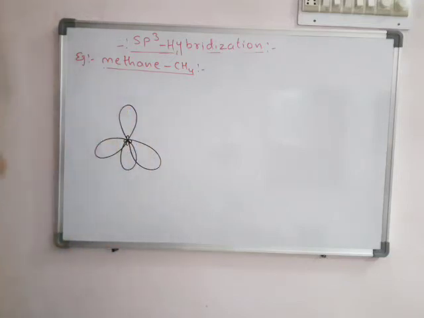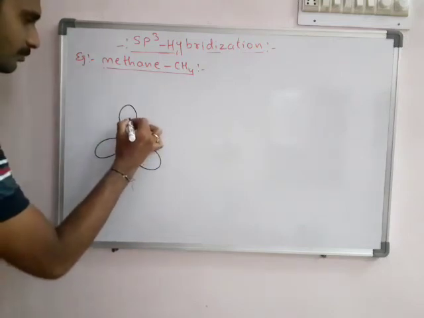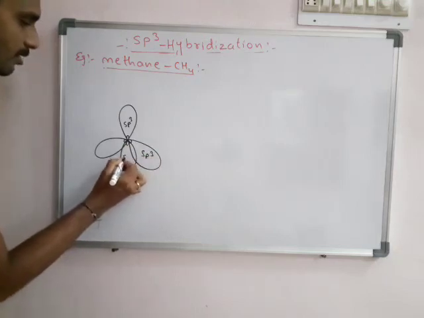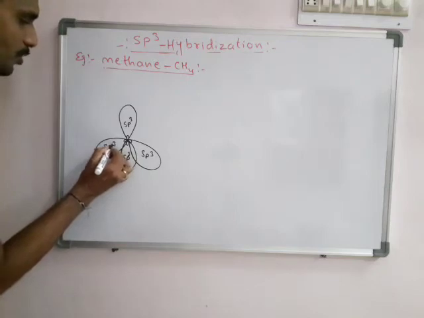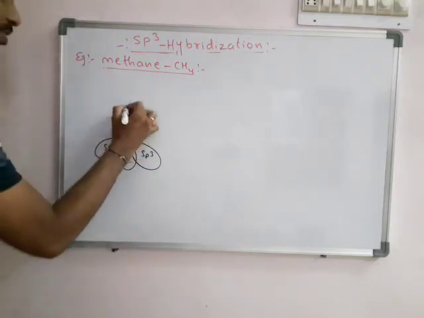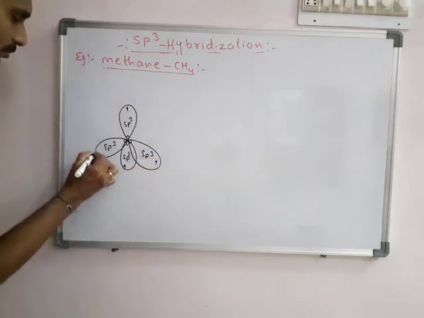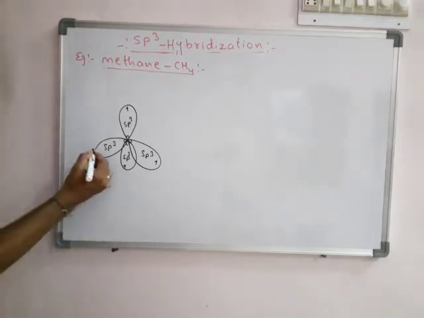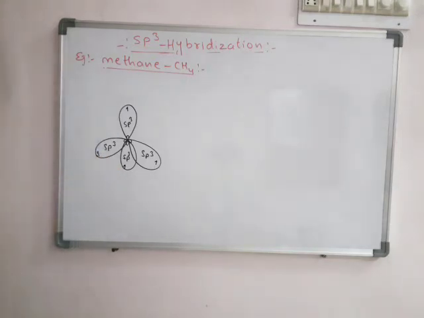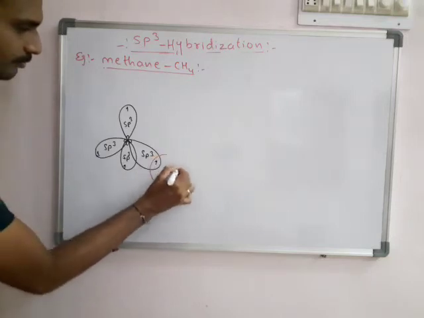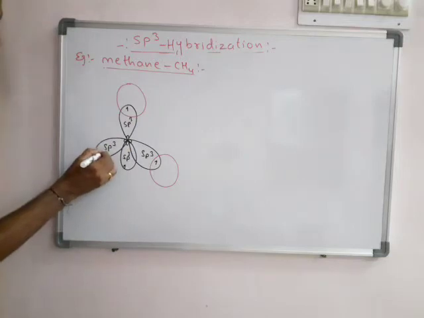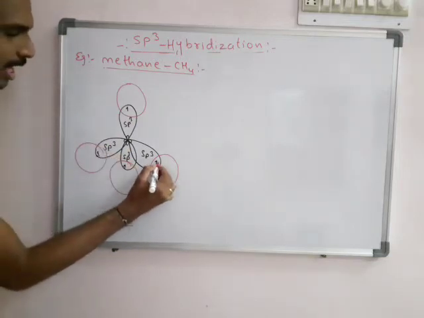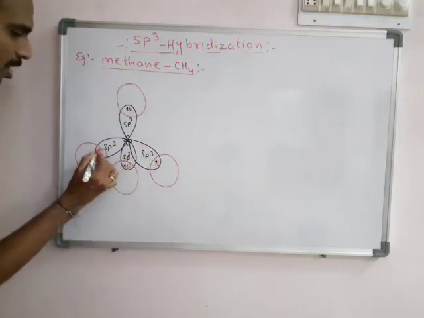Next, draw the small lobes. These are 4 sp3s: sp3, sp3, sp3, sp3. You need to draw with somewhat bigger size. So all are having unpaired electrons. These sp3 hybrid orbitals now overlap with the s orbitals of 4 hydrogens. This is an s orbital. All s orbitals are also having unpaired electrons.